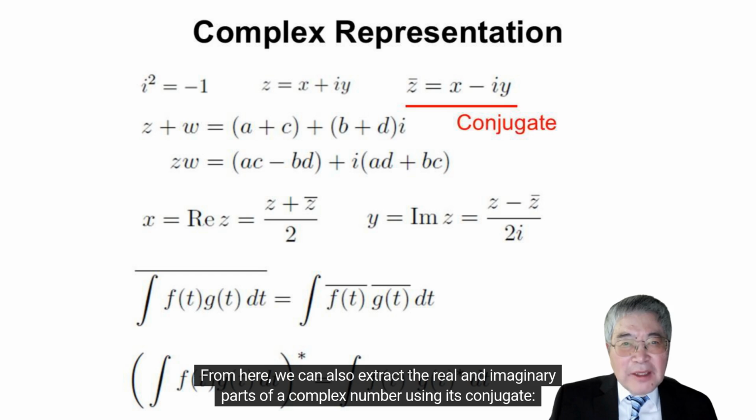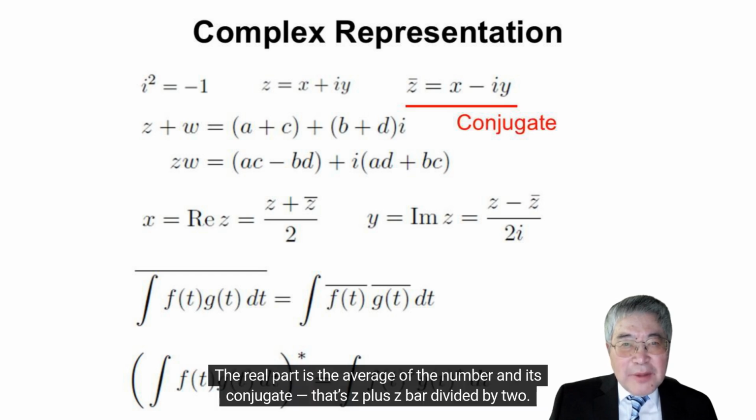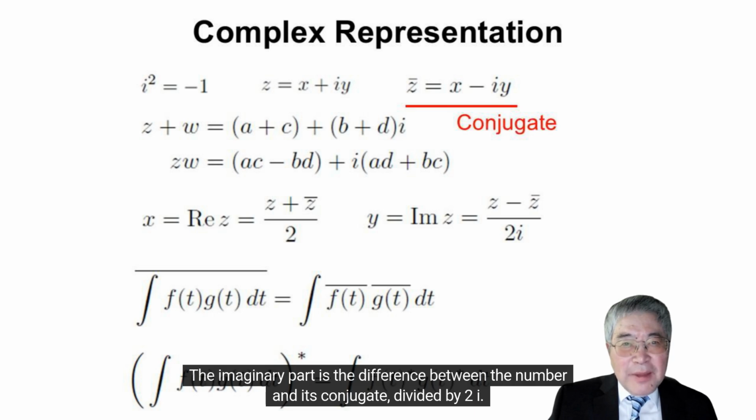From here, we can also extract the real and imaginary parts of a complex number using its conjugate. The real part is the average of the number and its conjugate. That's z plus z bar divided by 2. The imaginary part is the difference between the number and its conjugate divided by 2i. Now you might be wondering, how does all this tie back to Fourier analysis?